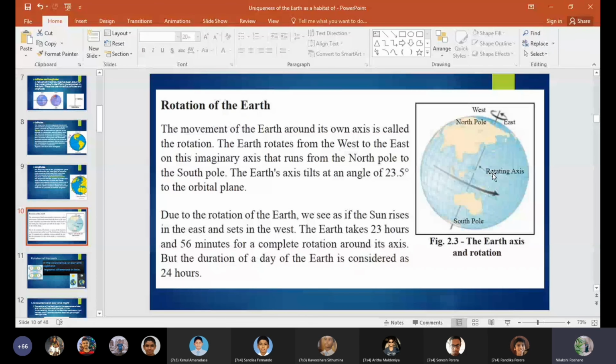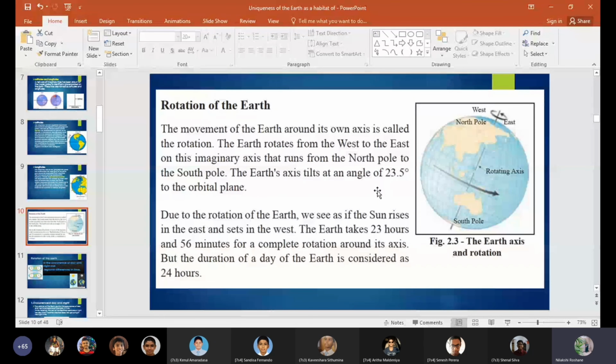So what is the meaning of rotation of the earth? The movement of the earth around its own axis. So that you need to remember. The movement of the earth around its own axis is called rotation.